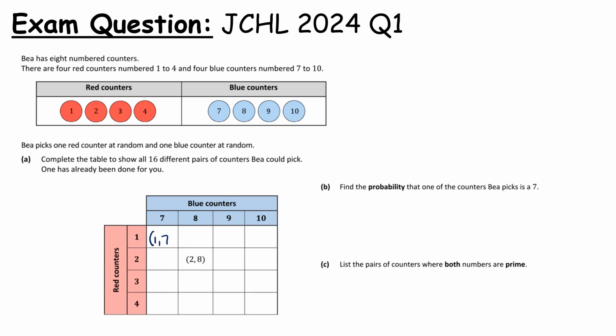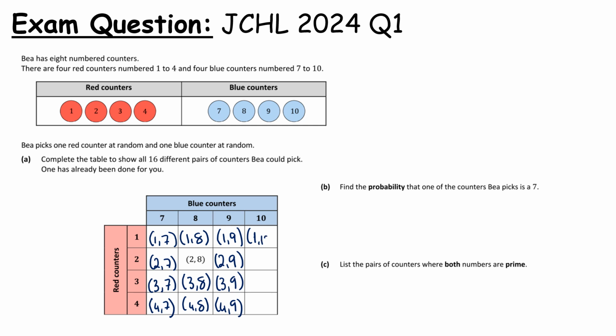So this gives us 1 and 7. Here we get 2 and 7, 3 and 7, and 4 and 7. So completing this two-way table, the 1 and 8, 2 and 8 is already done for us. 3 and 8, and 4 and 8. 1 and 9, 2 and 9, 3 and 9, 4 and 9, and then 1 and 10, 2 and 10, 3 and 10, and 4 and 10. So the only thing to take care with these kind of two-way tables is make sure you're working through in the right order.